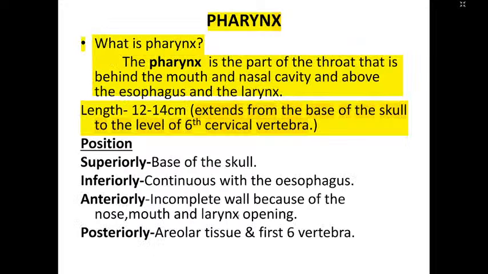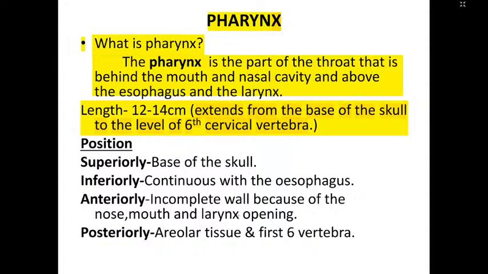so after the air is in the nasal cavity, then it goes into the pharynx. So what is the pharynx? It is a part of the throat that is behind the mouth and the nasal cavity and above the esophagus and the larynx. Like I said before, that part after the nasal cavity, before the esophagus starts and the trachea starts, that is the pharynx. So it is lying posteriorly, okay.